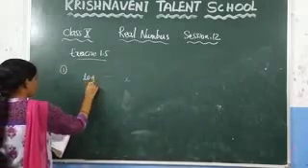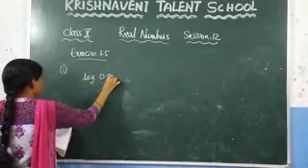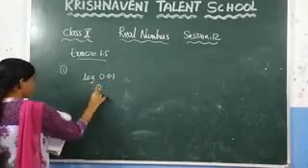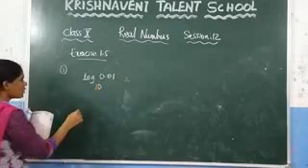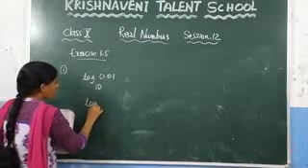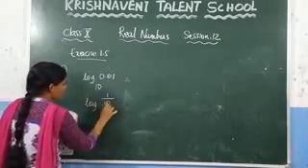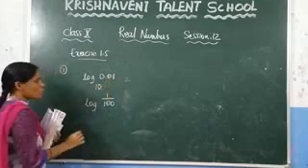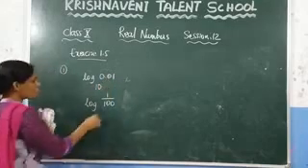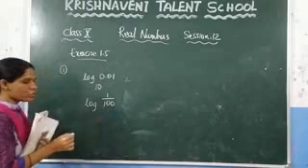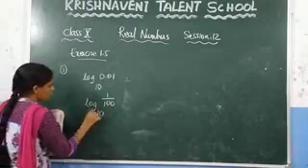Log 0.01 to the base 10. You need to find this value. So, this one you can write as 1 by 100. Because after the decimal point, how many numbers are there? 2 numbers are there. So, in the denominator, you can keep 2 zeros, log to the base 10.